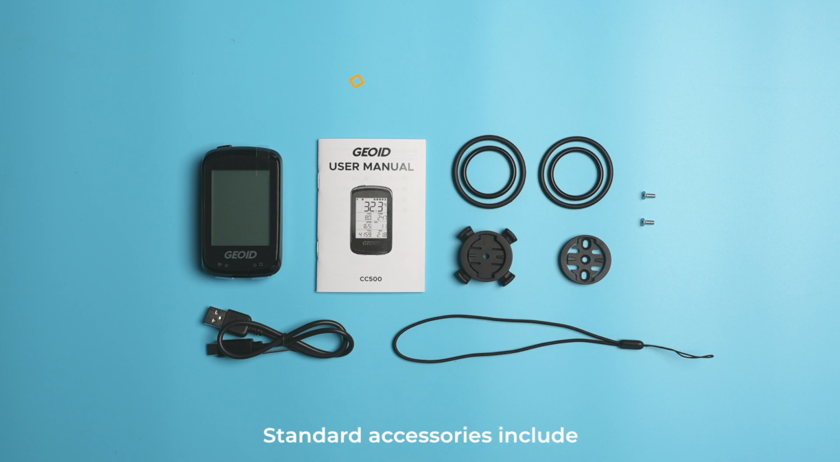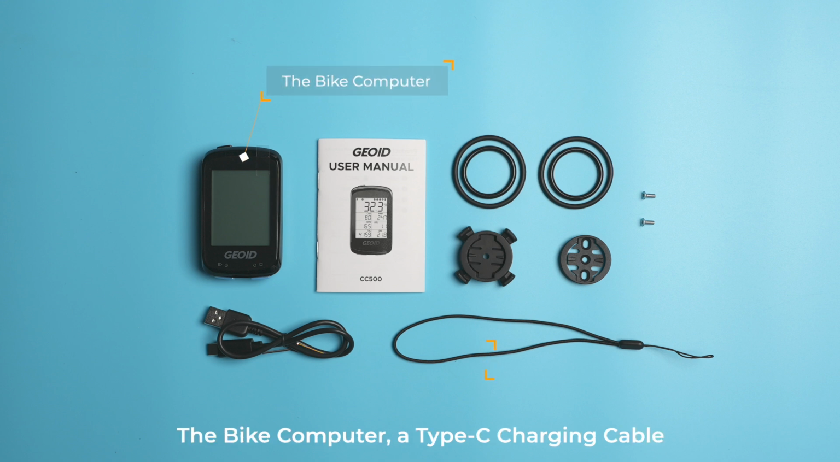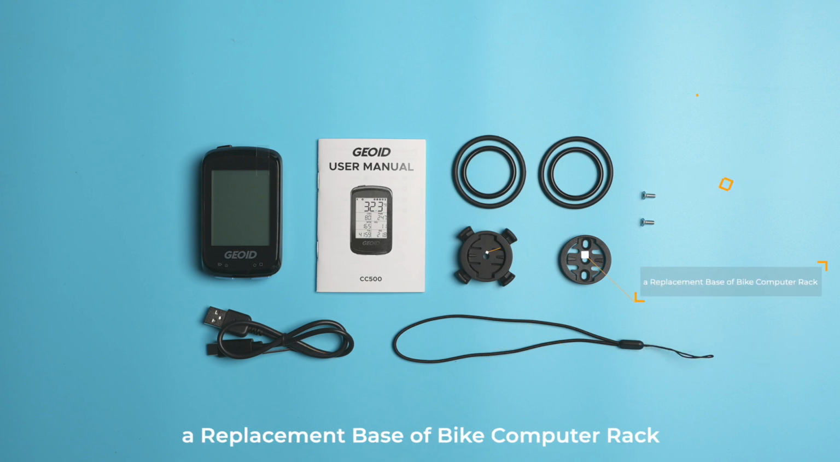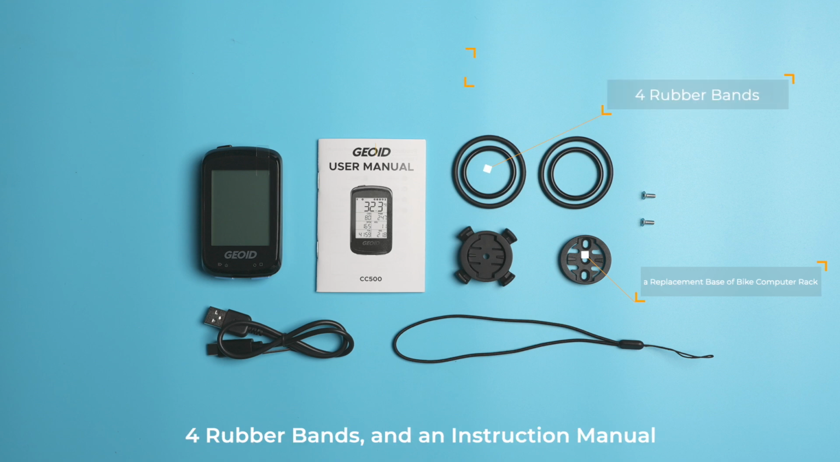Unboxing. Standard accessories include the bike computer, a Type-C charging cable, a strap, a bike computer mount, a replacement base of bike computer rack, 4 rubber bands, and an instruction manual.